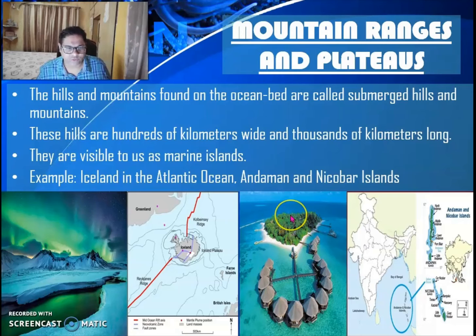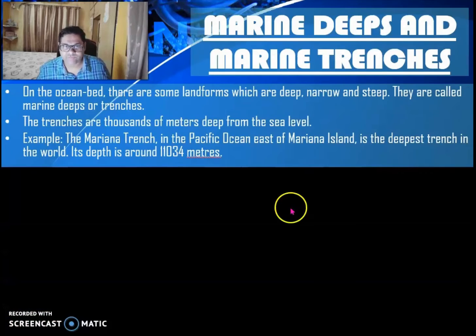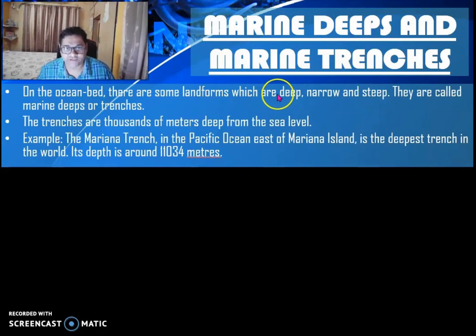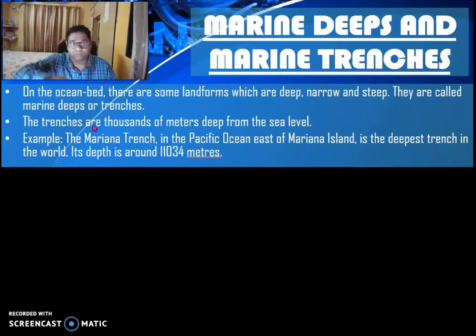Now next one, let's go ahead. Marine deeps and marine trenches. On the ocean bed, there are some landforms which are deep, narrow and steep. They are called marine deeps or trenches. The trenches are thousands of meters deep from the sea level. From top to down is very deep.